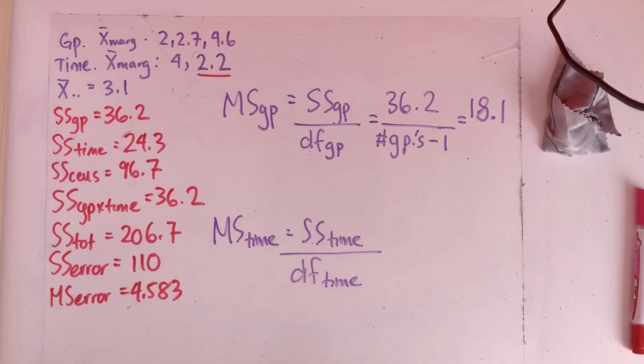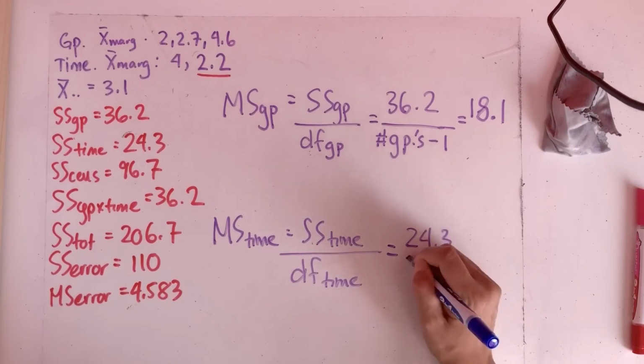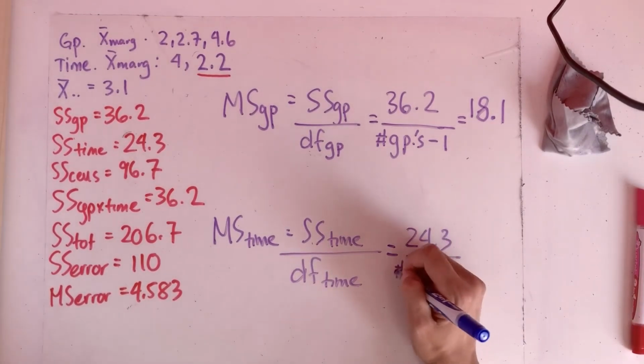And let's compute the mean squared time. Why don't you pause it and go ahead and try. And I'll just keep going. So the sum of squares time is 24.3. And we're dividing that by degrees of freedom for the time. There's only 2 times, day and night.